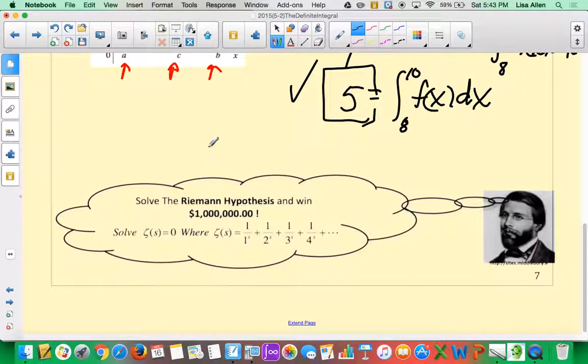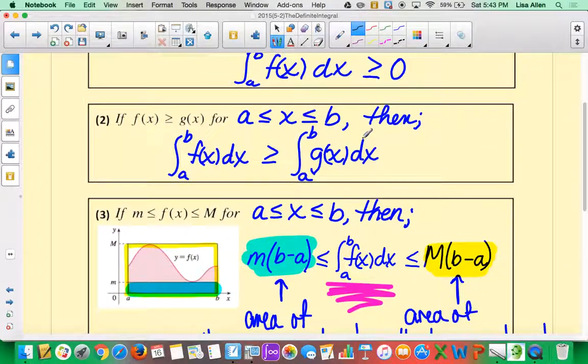Oh, by the way, there's a lot of money in math, so if you're interested in that, there's the Riemann hypothesis. You can solve that. You can take a look on Google and see what they're offering for that.